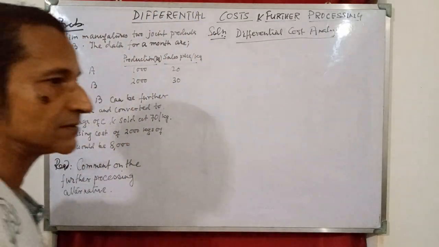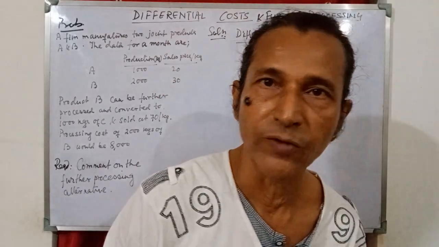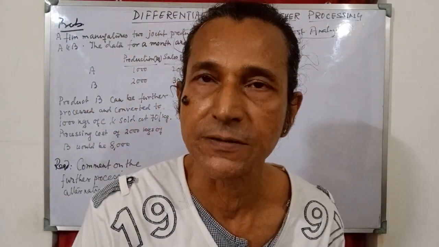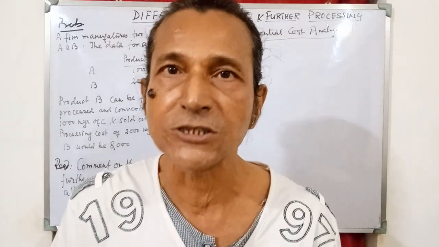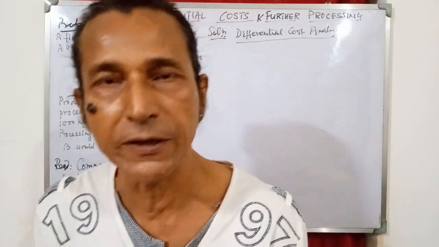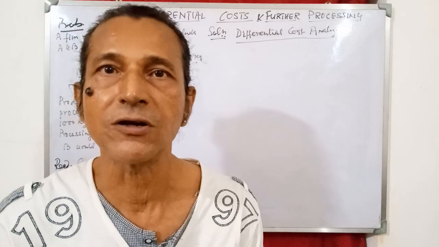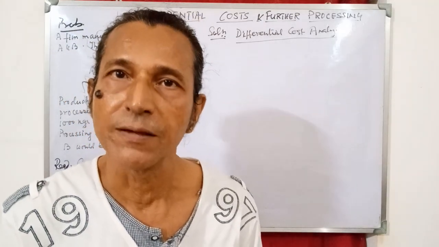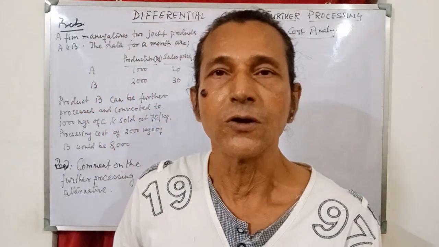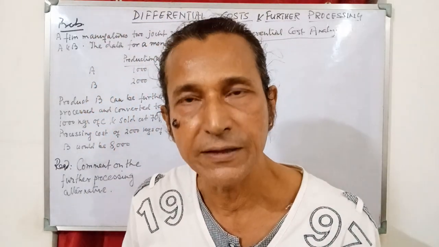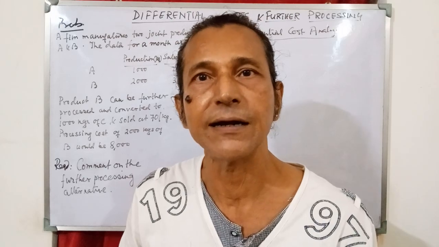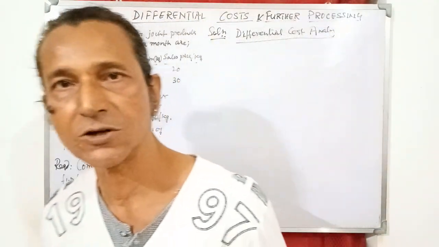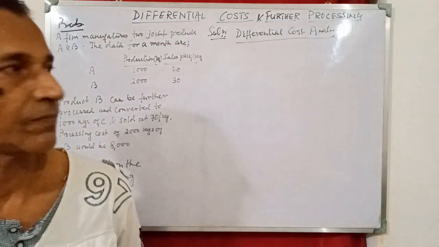So basically there are two parts. One is incremental revenue and the other is incremental cost. If the firm does not go for further processing of B, then the firm will not have to incur any processing cost. That is, there is no incremental cost. But if the firm goes for further processing of B, then the firm has to incur this additional expense, that is of 8000. That is the processing cost of 2000 kgs of B.